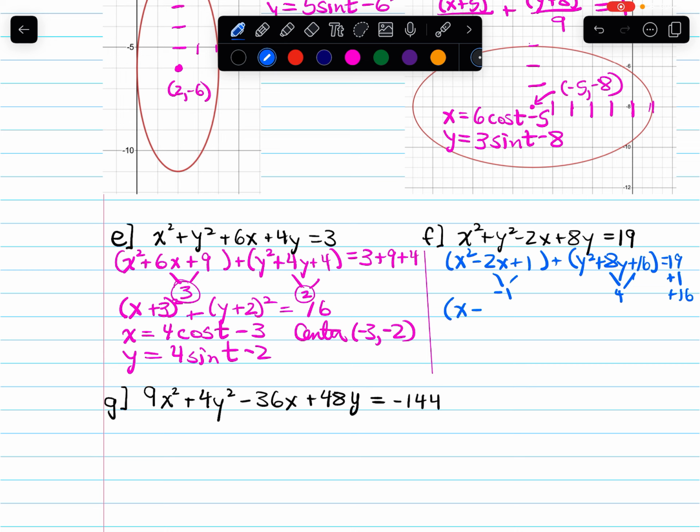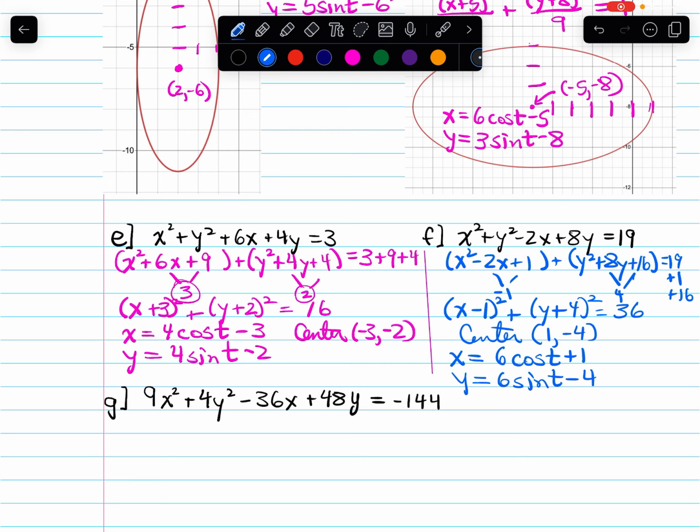We've got (x minus 1) squared plus (y plus 4) squared equals, looks like 36, right? Yeah, so the center is 1, -4, and it looks like we've got x equals 6 cosine t plus 1, y equals 6 sine t minus 4. Yeah, that's it. That's the parametric. Now, in all of these, t is going to go from 0 to 2 pi.